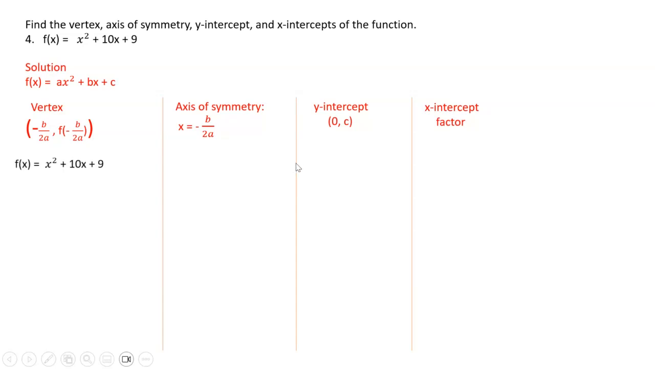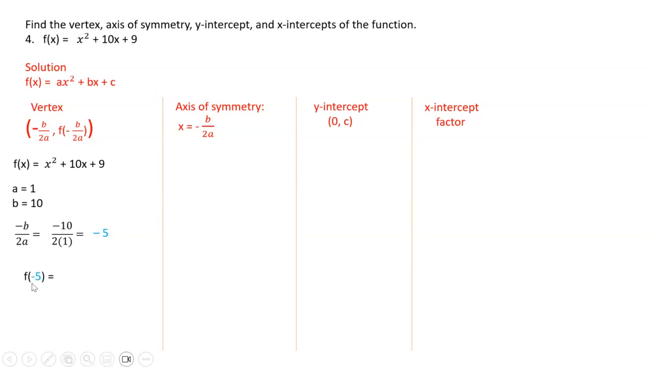So let's find the vertex first. Right, so we have to know what the a is and what the b is. My a is 1 because it's the coefficient in front of the x squared. And my b is 10. It's the coefficient in front of the x. So let's plug it into the formula, which means negative, my b is 10 and my a is 1, which will give us negative 5. This is the x part of the vertex, but I need to find the y part.